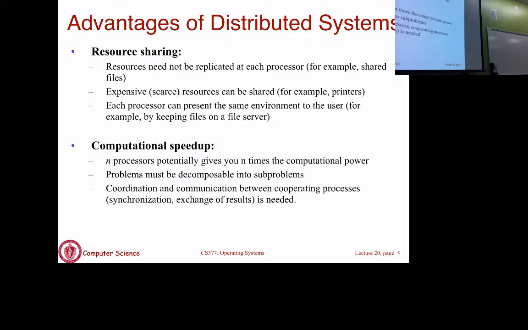So you are going to essentially get speed up. n processors potentially give you n times the computational power. But to take advantage of that, you need to take your application and split it into pieces such that each piece runs on a separate processor. So you need to be able to write your application that way.